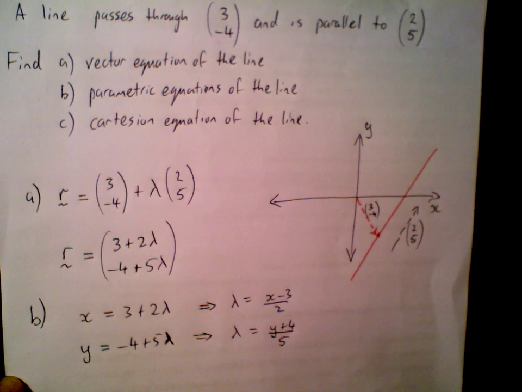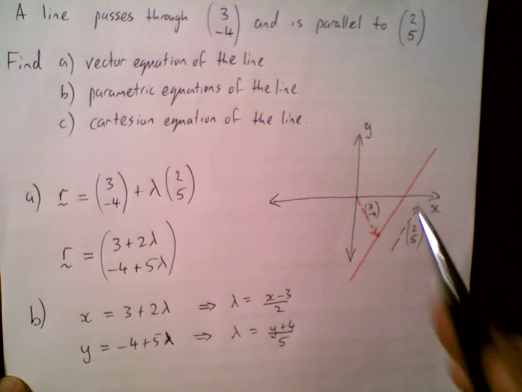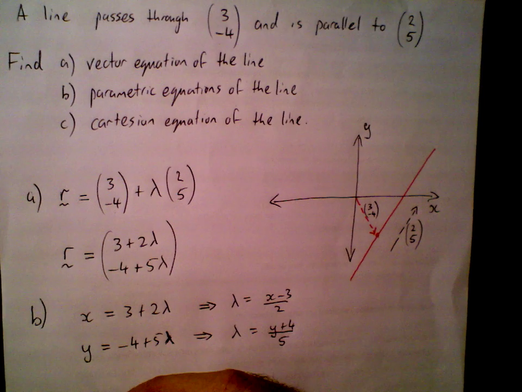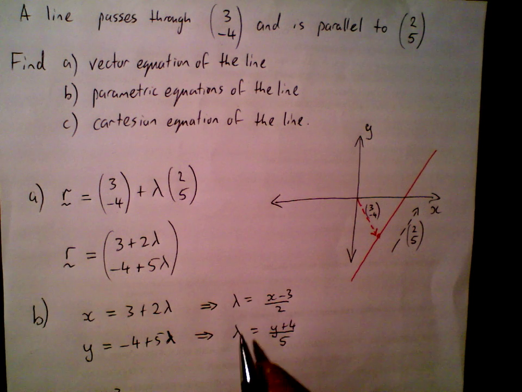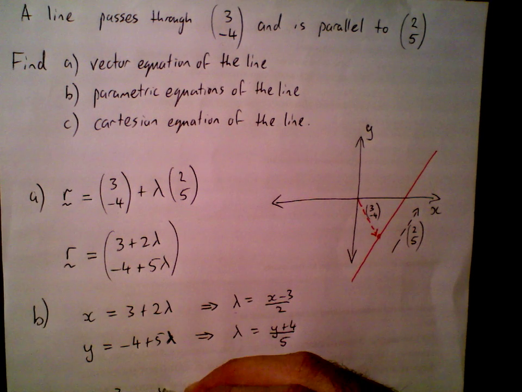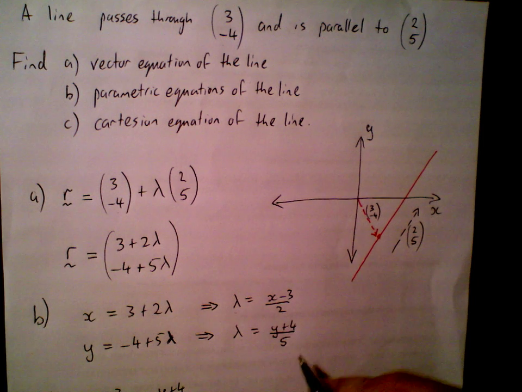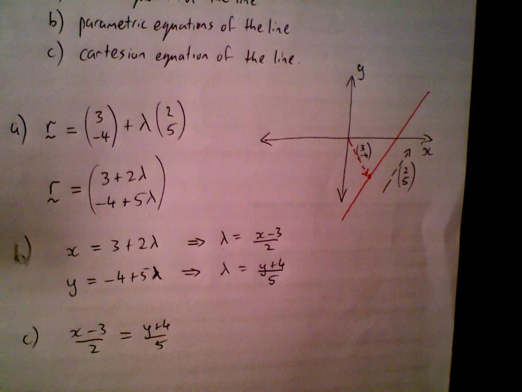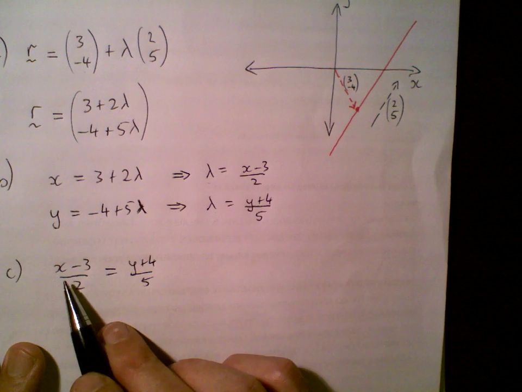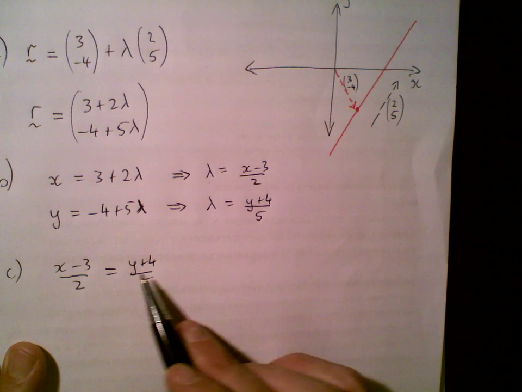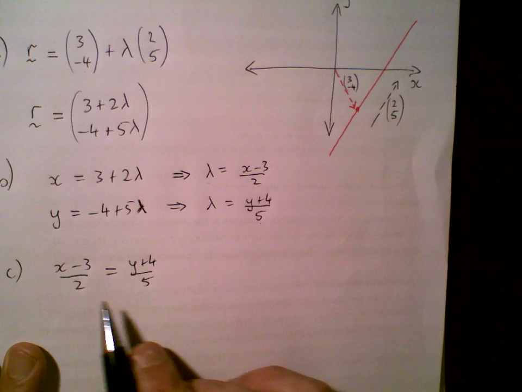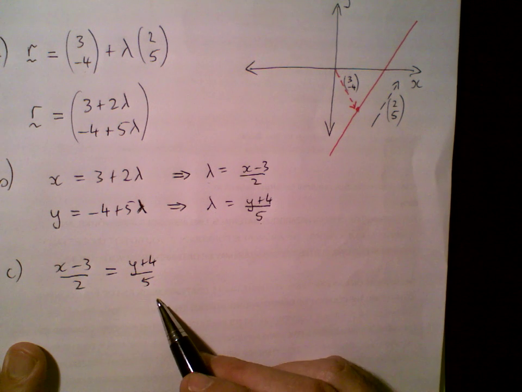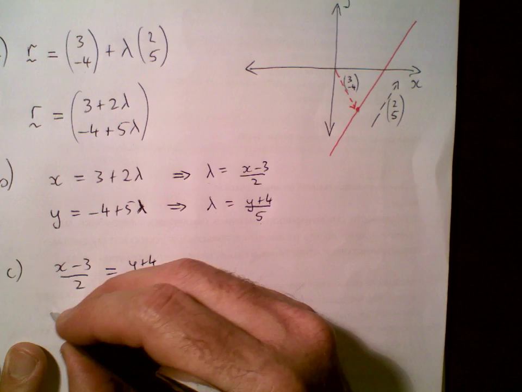Part C of the question then, we can work out the Cartesian equation of the line by equating these lambda values here. So we can say that x take 3 over 2, which is equal to lambda, is in fact equal to y plus 4 over 5, because that's also equal to lambda. I'll just run through that again. This lambda, x take 3 over 2, will be equal to this value of lambda, y plus 4 over 5. So we can equate those values of lambda. And then we can just tidy that up a little bit. It is a Cartesian equation, but we like to perhaps tidy it up a little bit.